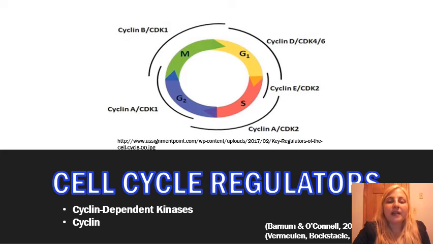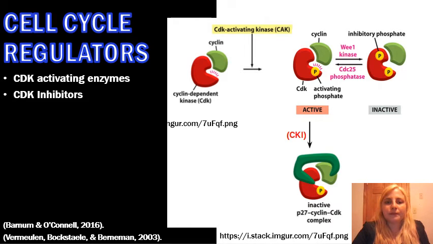Finally, cyclin B complexes with CDK1 for mitosis regulation. Each of these complexes is important for progression of the cell cycle. CDK activity is dependent on dephosphorylation by CDK activating enzymes. These enzymes are in the CDC25 family.